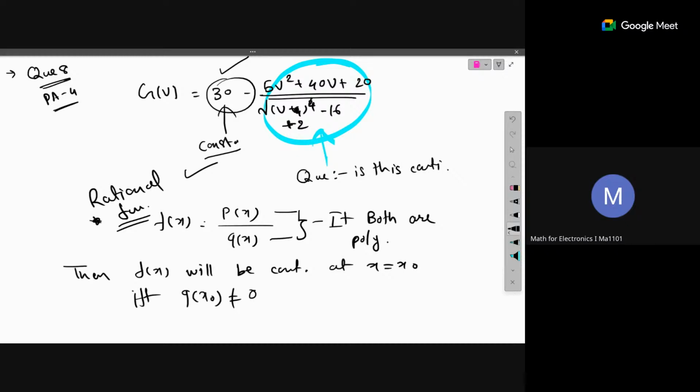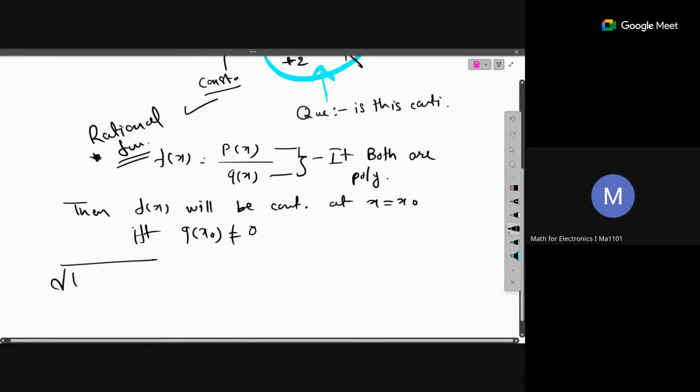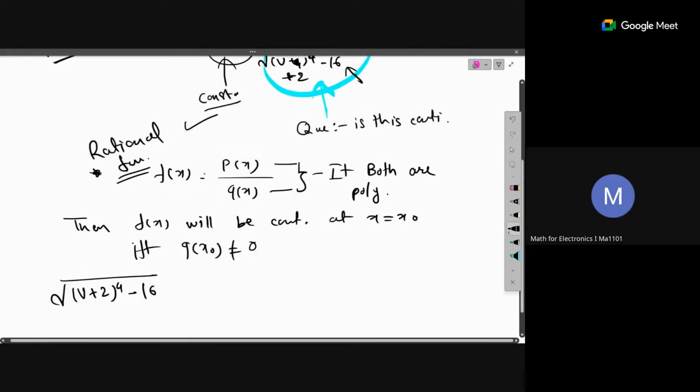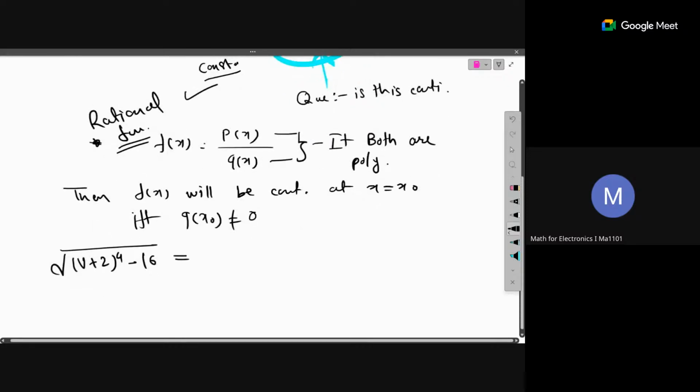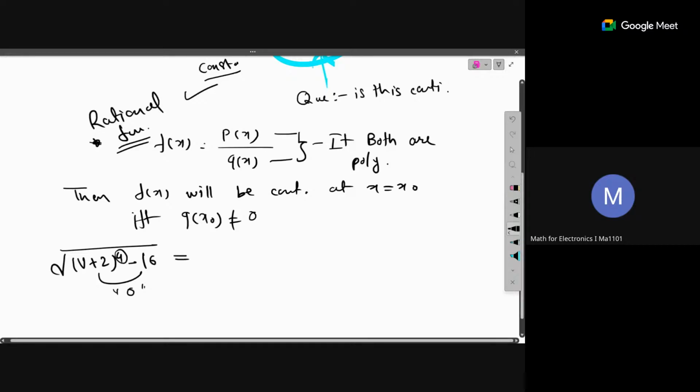Now here you observe that the denominator is not a polynomial. Here the denominator is something under the root of (v plus 2) the whole to the power 4 minus 16. But we can simplify this expression. First of all, try to figure out when this will be equal to 0, or when the root is not well defined, which happens when we have a negative quantity inside. But since the power is 4, this won't be negative at any v. I think it will be negative, but let's see.